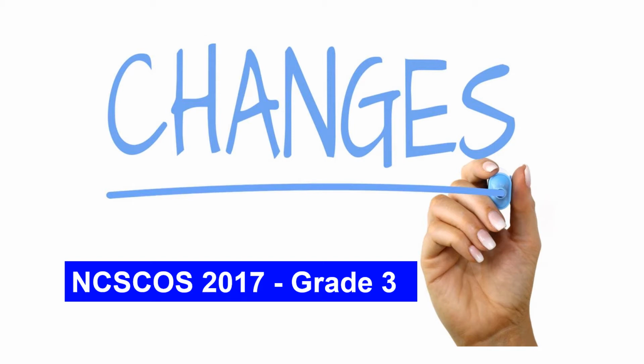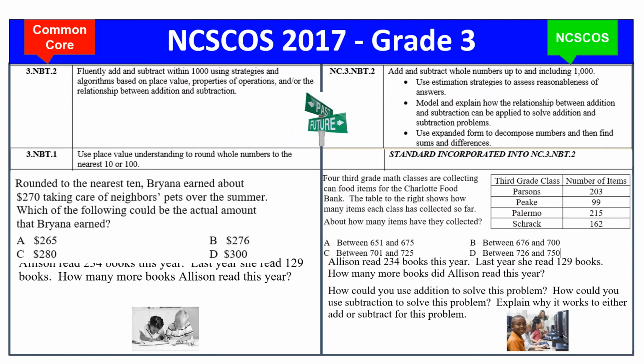Let's take a minute to recap all that you've learned in this course. NC 3-NBT2 explicitly describes strategies that third graders should be using to add and subtract within 1,000. Third graders should be able to decompose numbers using place value and then find sums and differences.